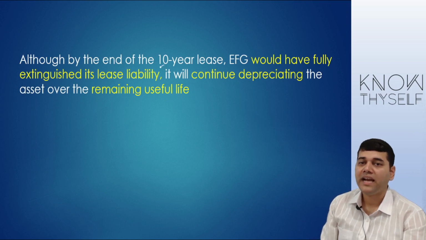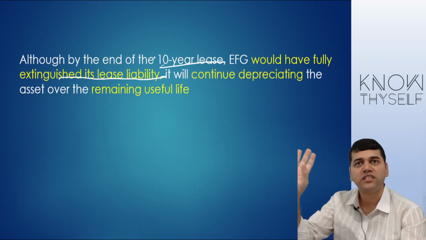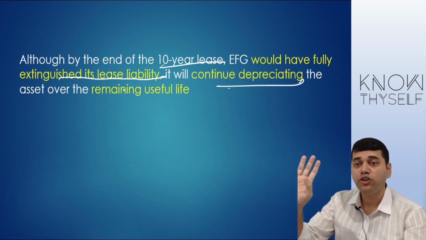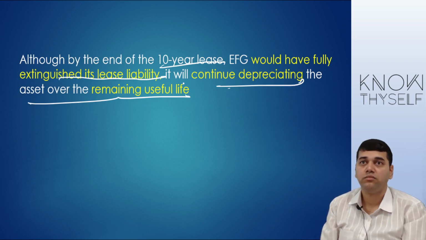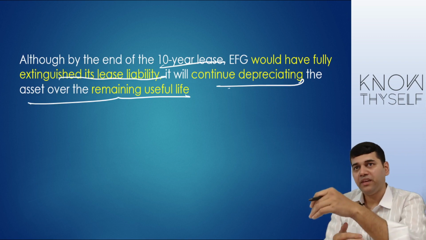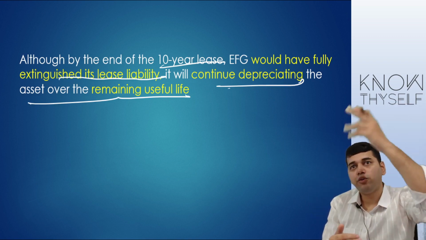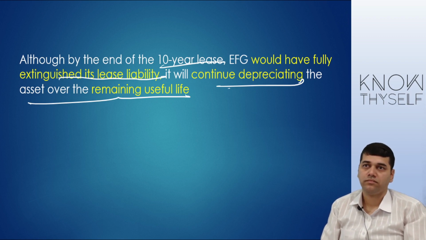Although by the end of the 10th year, EFG has fully extinguished the lease liability, it will continue depreciating the asset over its remaining life of 40 years. You have got a balance, no? You have purchased it, you transfer from ROU to PPE, and you will continue depreciating that PPE. Perfect.